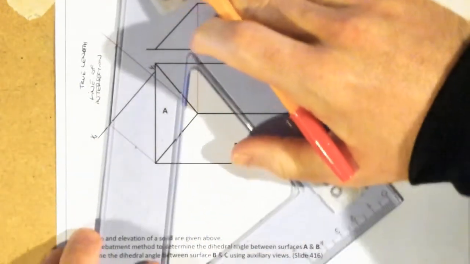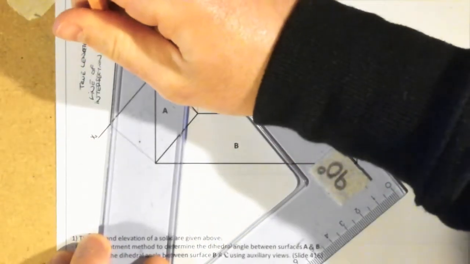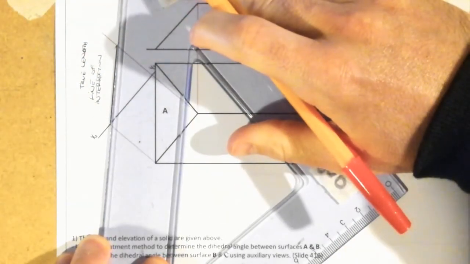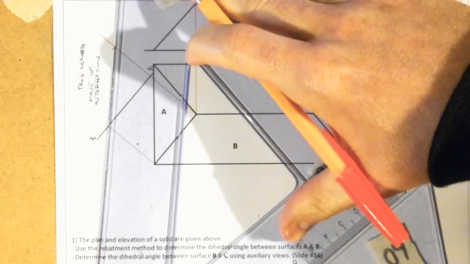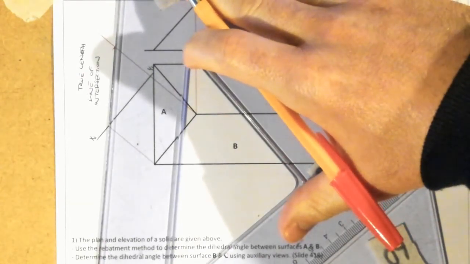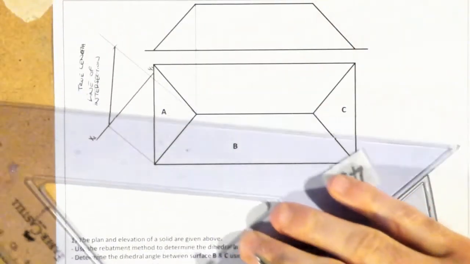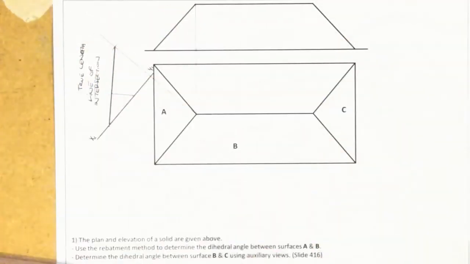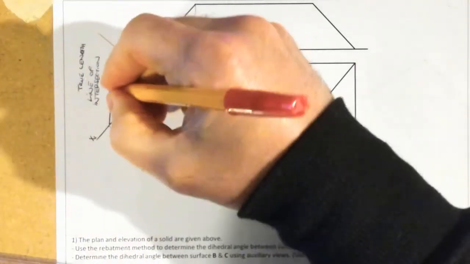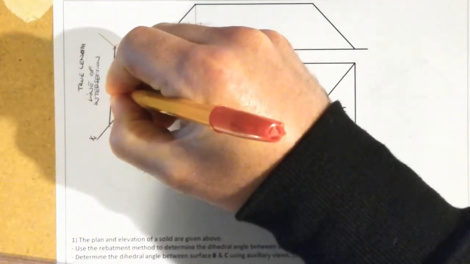Okay, so what I will do is line up my 45-degree set square on the true length of the line of intersection, and then rotate it perpendicular to create a cutting plane. And about there, I'm going to create a cutting plane. And the angle inside in here is perpendicular, so it's 90 degrees.